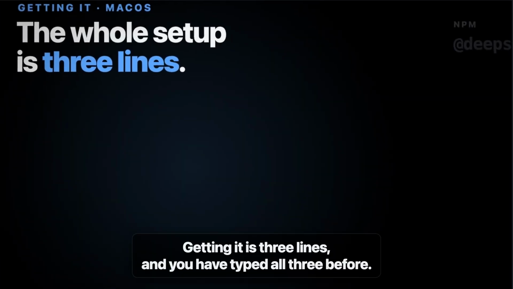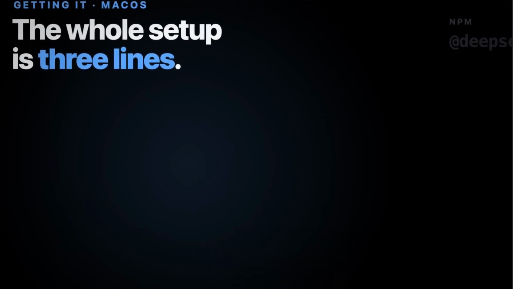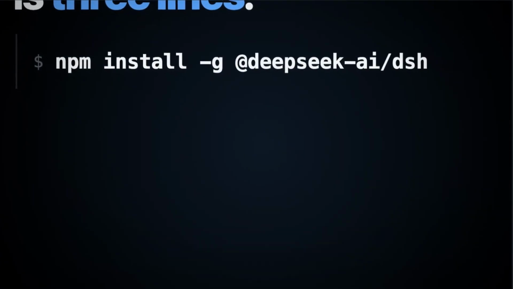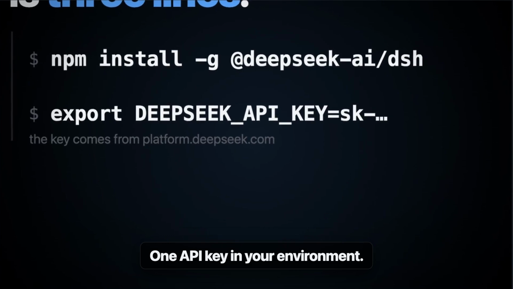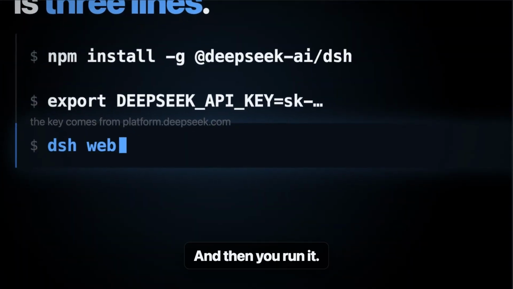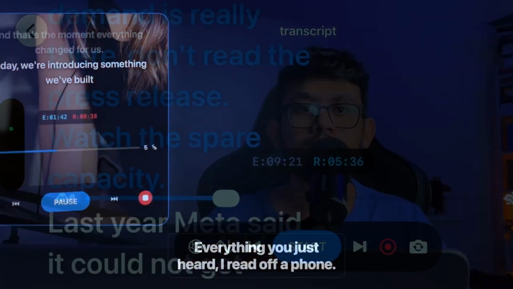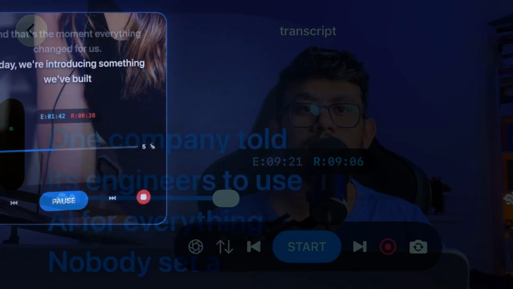Getting it is 3 lines, and you have typed all three before. One global npm install, one API key in your environment, and then you run it. Everything you just heard, I read off a phone.